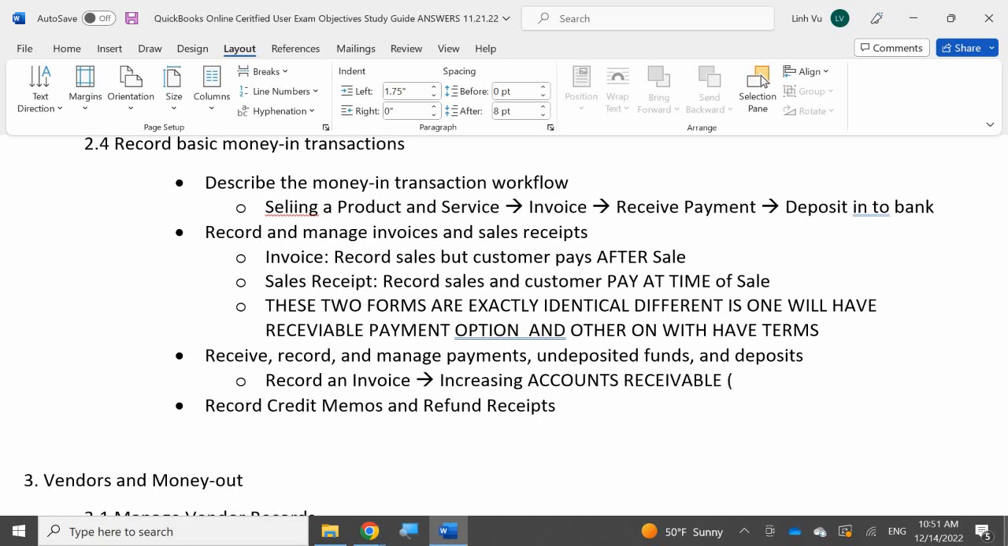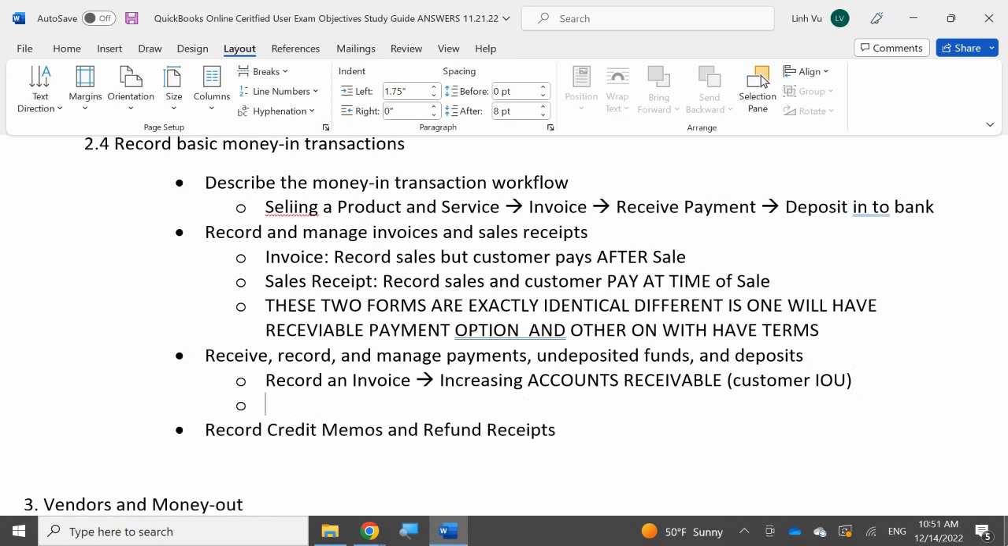Which is another term for customers owing you money. Customer IOU. Once you receive a payment, you have to use the receive payments window. What does a receive payment do? When you receive a payment from a customer, does it go into your sales and into your bank? No. How does it affect your accounts receivable when you receive a payment from a customer? It decreases accounts receivable.